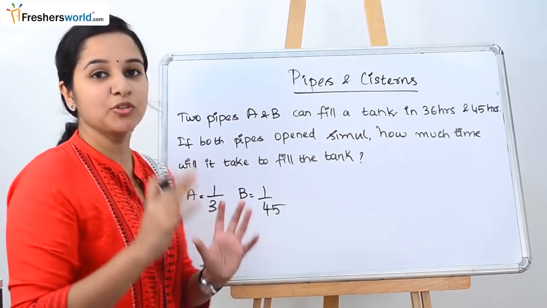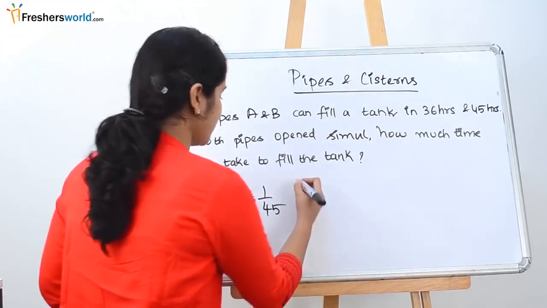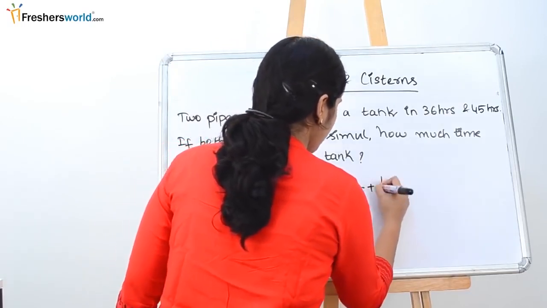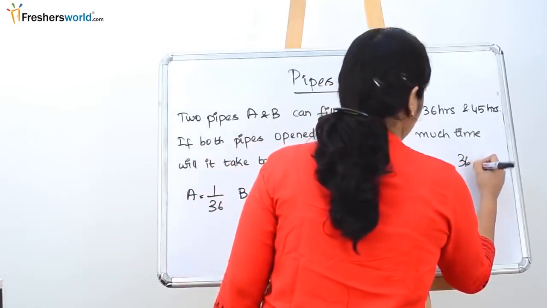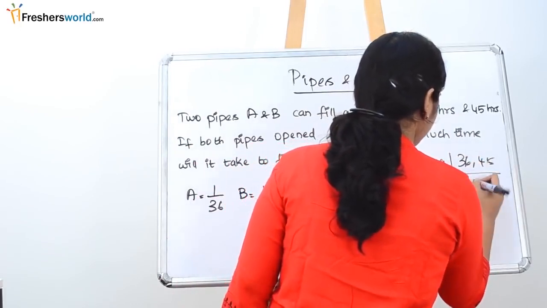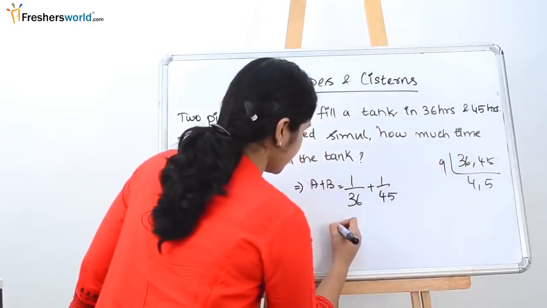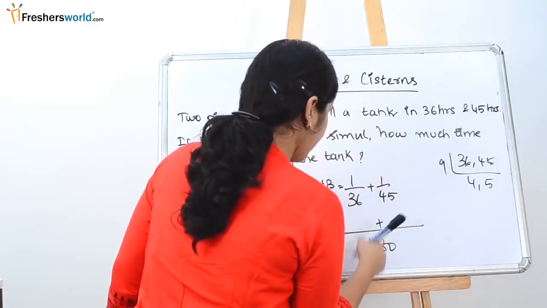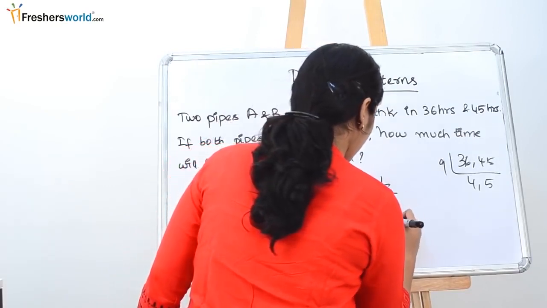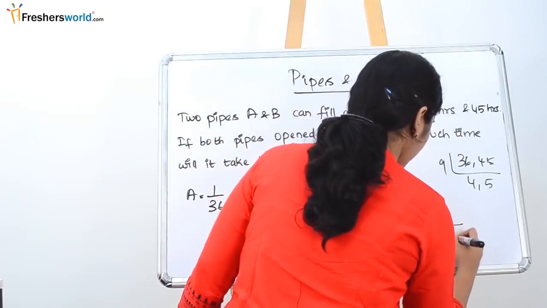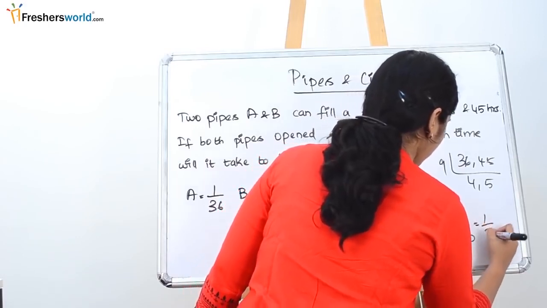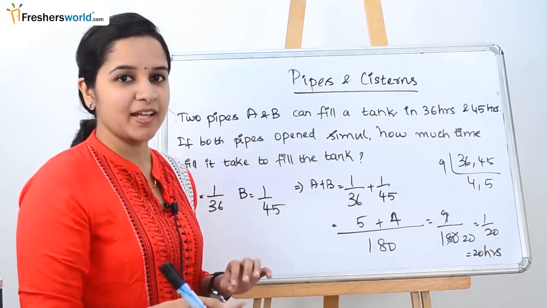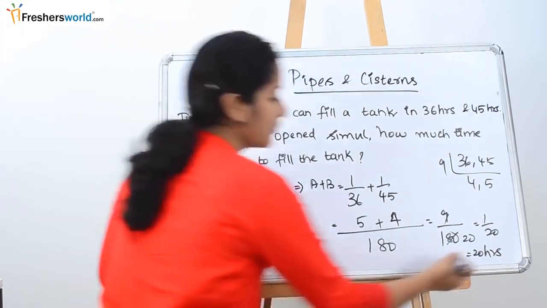So how much time together will it take to fill the tank? That's the question. So it is nothing but A plus B. It is simple: 1 by 36 plus 1 by 45. Find the LCM of it, which is 180. So it is nothing but 9 by 180, which is 1 by 20, which is nothing but 20 hours. So the time taken to fill the tank by both the pipes A and B is 20 hours.